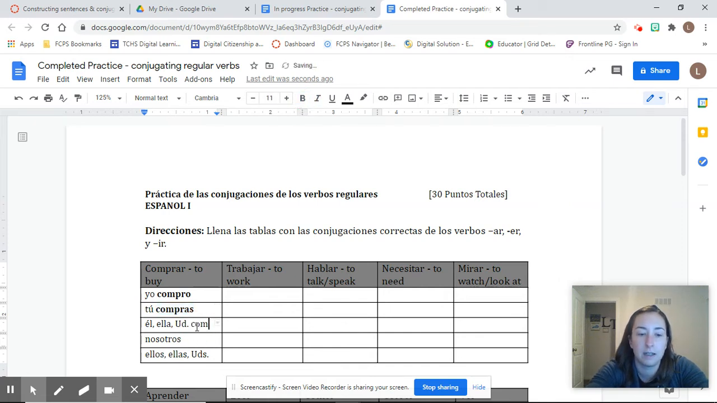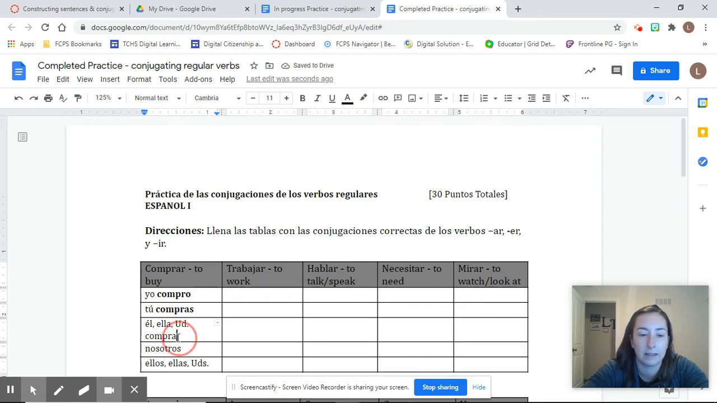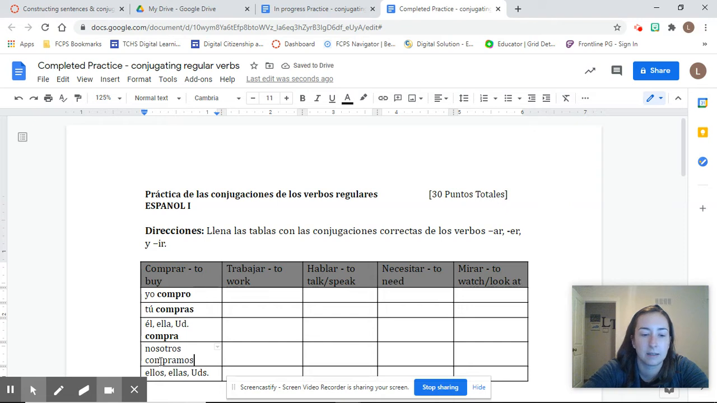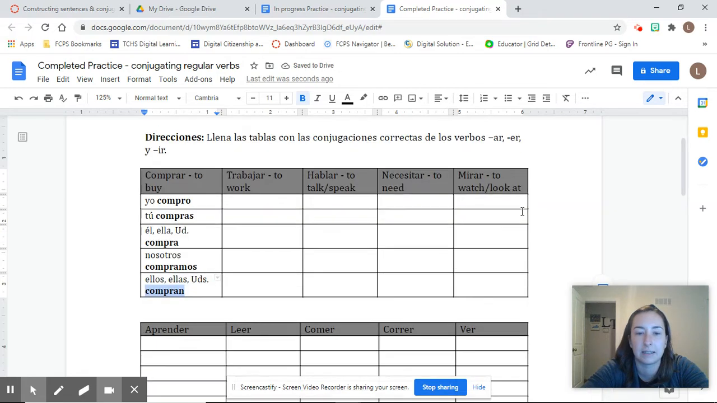Él, ella, usted compra. A is the él, ella, usted ending, and you put that onto the end of your stem. Nosotros compramos. Amos is the ending for nosotros. And ellos, ellas, ustedes compran. AN is your ending there. And you put that onto COMPR. So that stem stays the exact same through every subject. It's just the ending that changes.